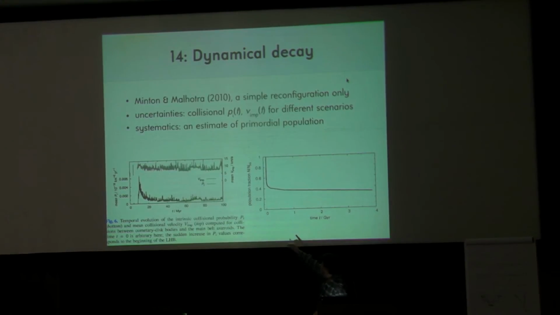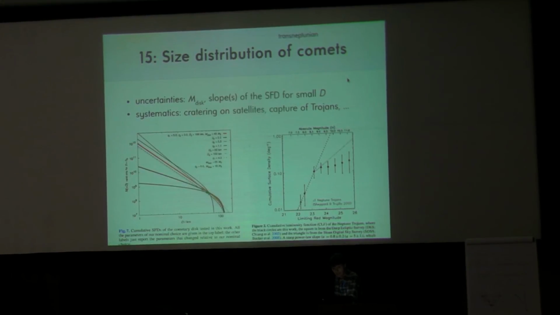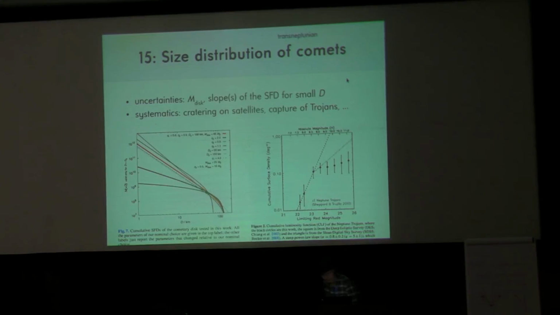For example, the main belt is usually depleted by a factor of 3, as suggested by Nesvorný and Malhotra. This is the depletion versus time. And collision probabilities versus time are again not fixed. And I think this is the final one regarding the uncertainty of systematics. This is the size distribution of comets.